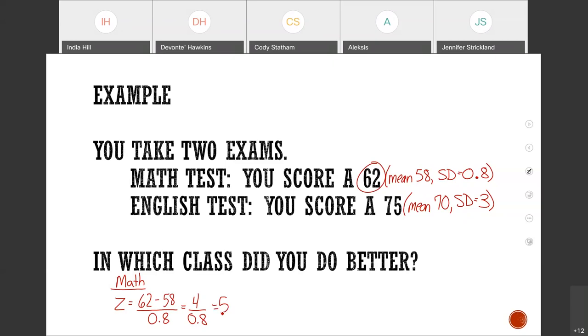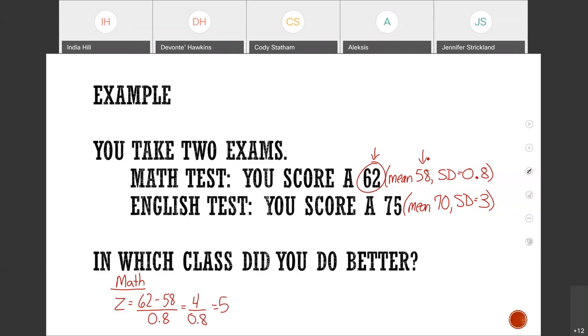Okay, so remember we said that the Z-score tells us how far either above or below the mean we are in terms of standard deviations. So because the Z-score is positive, my score is above the mean. I knew that anyway because I could look up here and say, oh, I made a 62. The average was a 58. Yes, I'm above the mean.